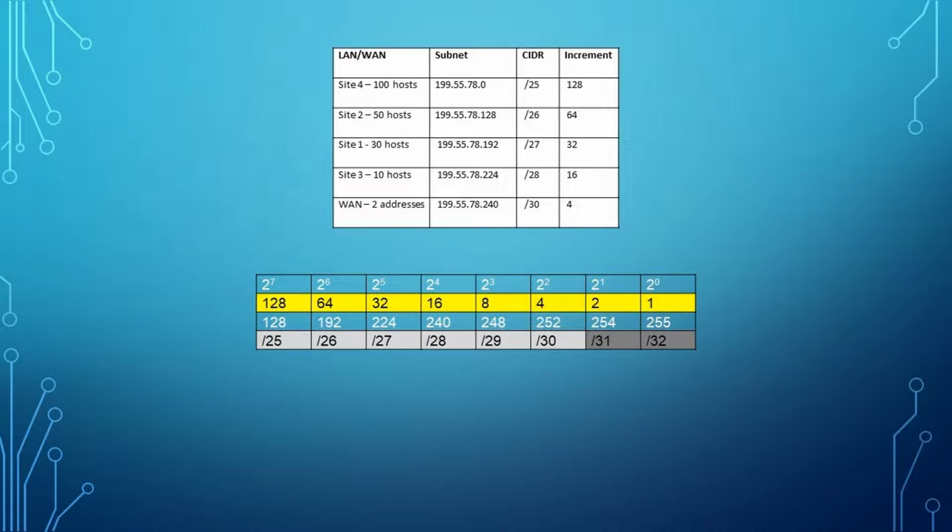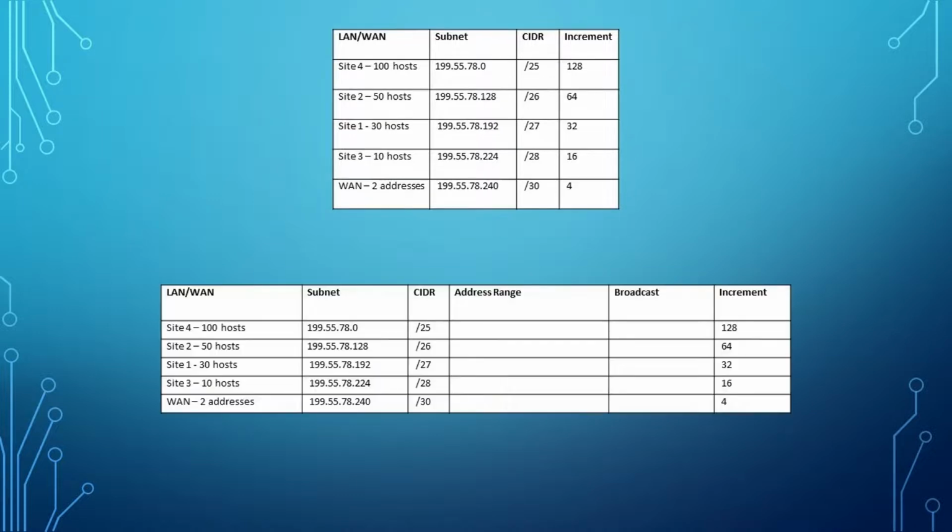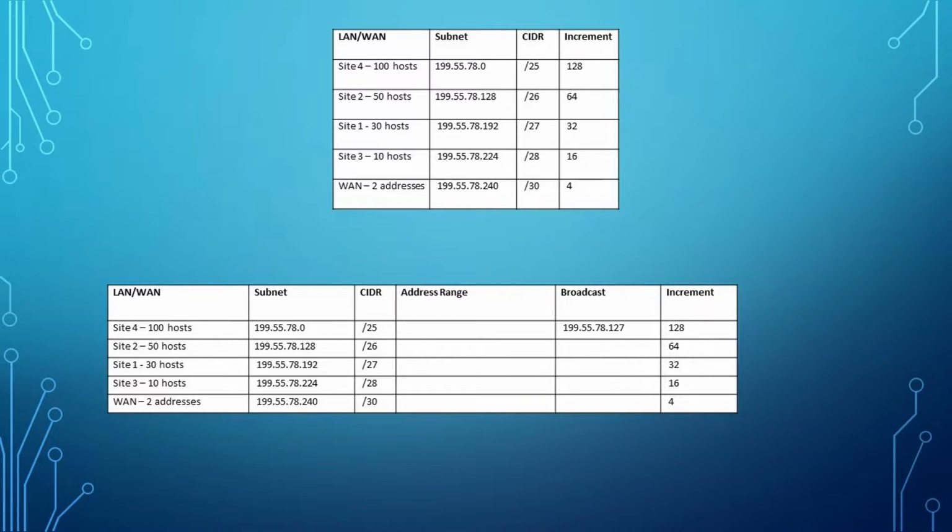But sometimes they want to know broadcast addresses and address ranges. So let's just expand that a little bit. The first thing I'm going to do is copy over all the information from the top chart into the expanded chart on the bottom. Just like I do in regular subnetting, the first thing I do is the broadcast address. The broadcast address is always one less than the next subnet address, so I fill in the table accordingly.